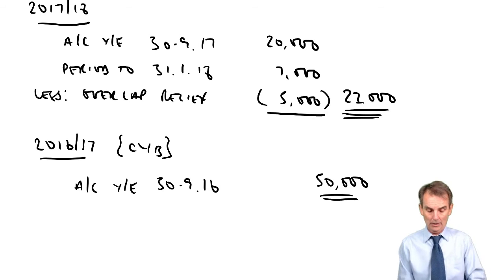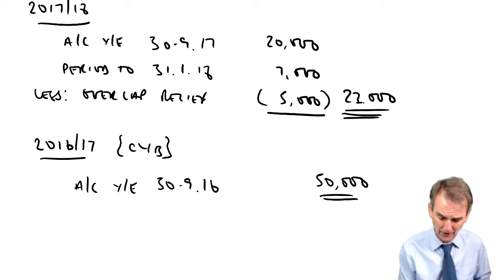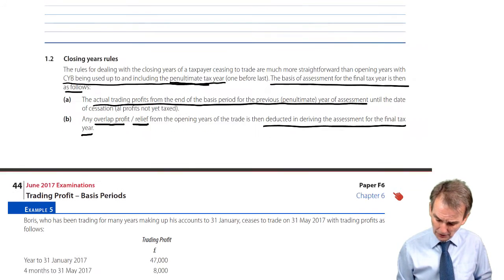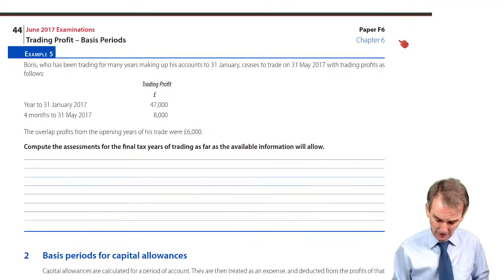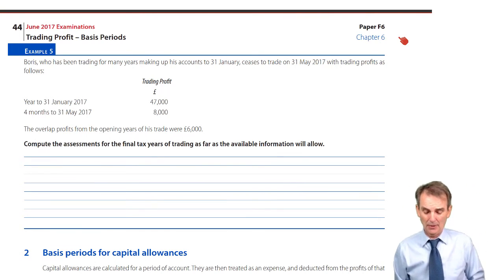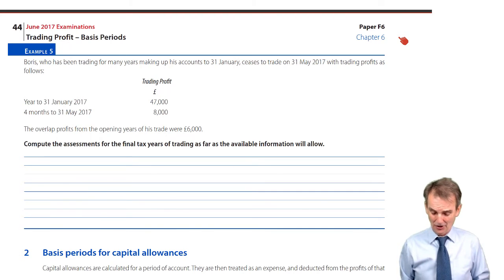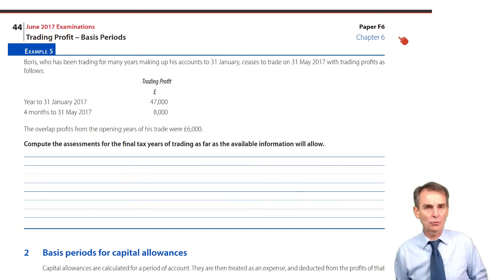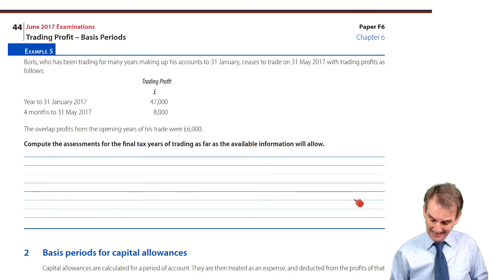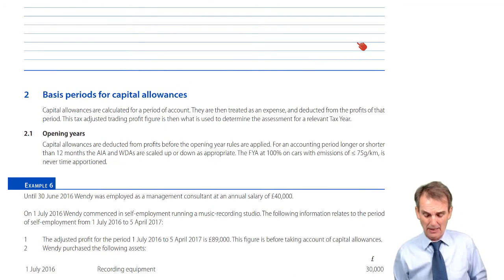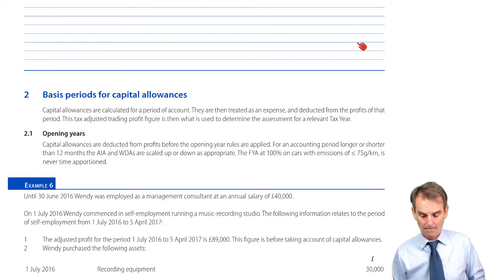Okay, now in relation to our notes here, if I take you back to that, we've got the rules for closing years as we've seen. We've then got example 5 for you to work out what will be the assessments for a business that has ceased to trade. Okay, work through that one. So again, you may want to pause at this particular point in time, work that exercise, make sure that you're happy with those rules for closing years, and then join us again for the last part of this particular session anyway, where we look at the basis periods for capital allowances.